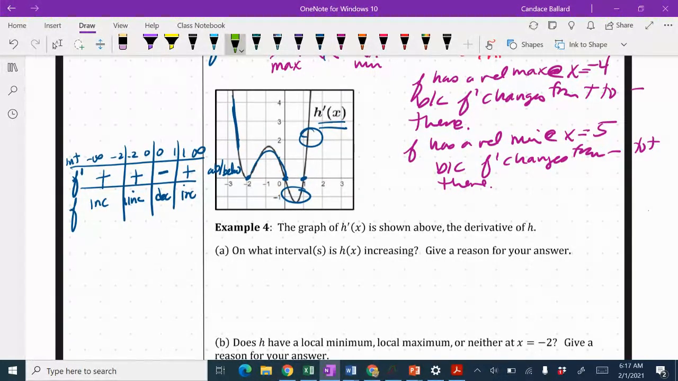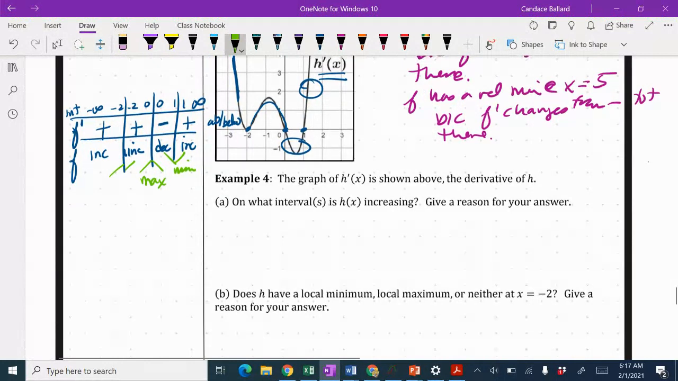And then I could also look at my maxes and mins. I have increasing to increasing, so there's nothing there. Increasing to decreasing would be a max. And decreasing to increasing would be a min. So now let's go and look at what our questions say.